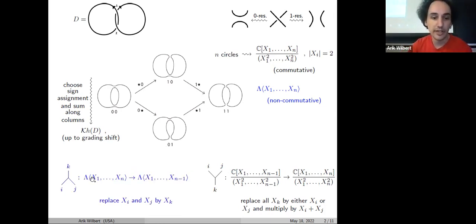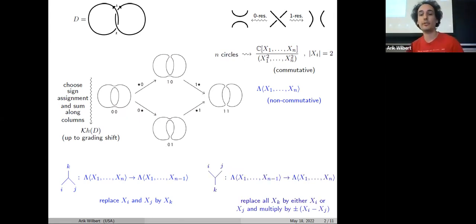So let's replace the merge map by a map between an exterior algebra on n generators to an exterior algebra on n minus 1 generators, and you see the rule still remains the same. So this is why I phrase it in a slightly awkward way. It's still the rule: you take a wedge of these variables and replace xi and xj by xk, and then you view this as an element in this exterior algebra on n minus 1 variables, and you're done. Okay, so the interesting thing actually happens with the second map, the split map.